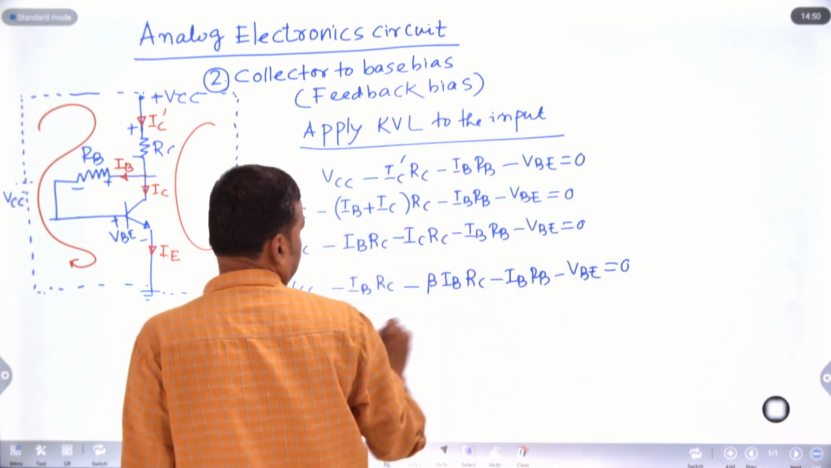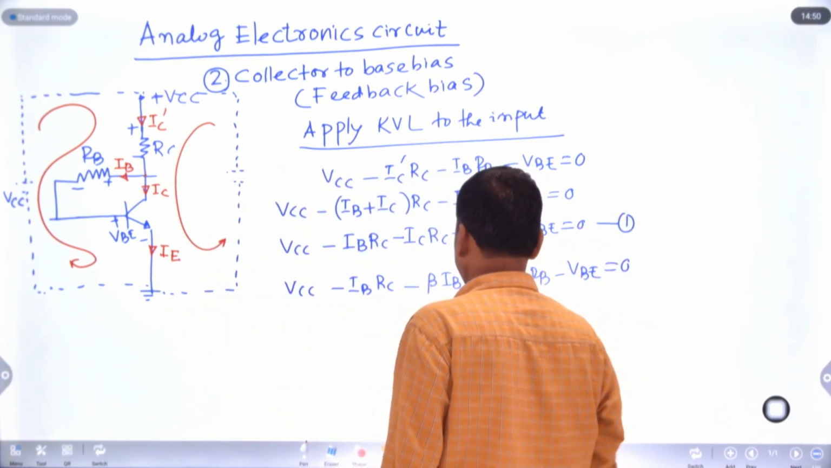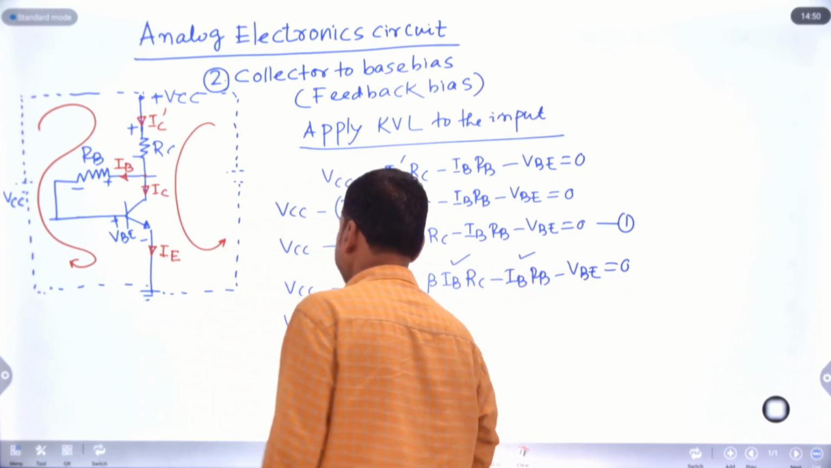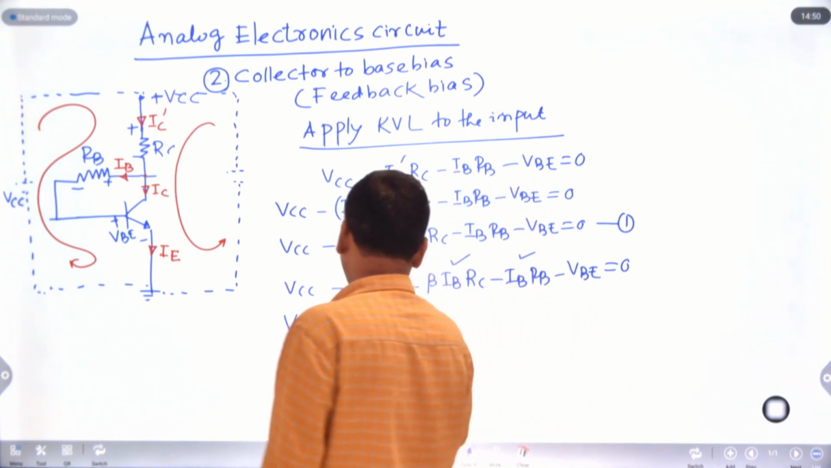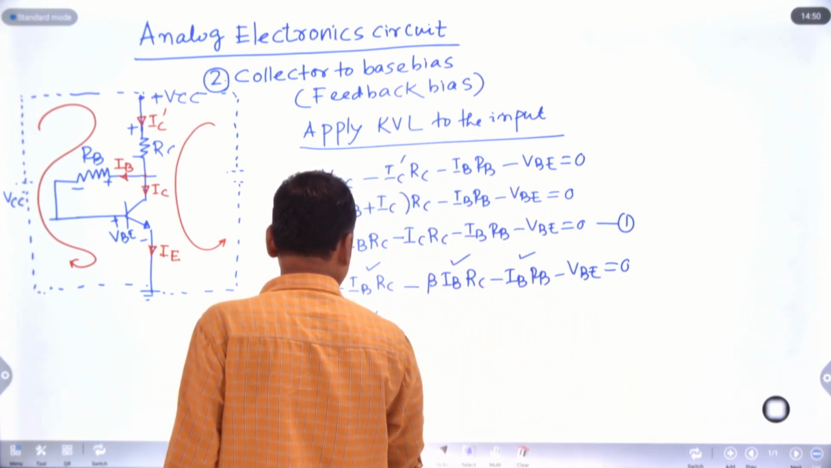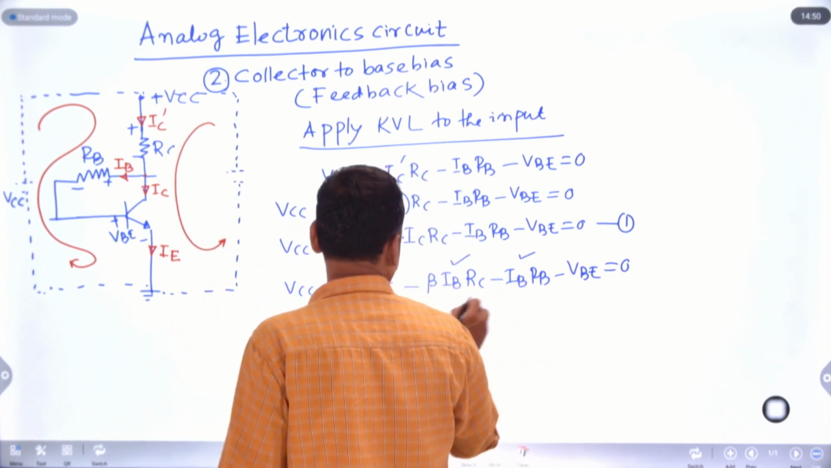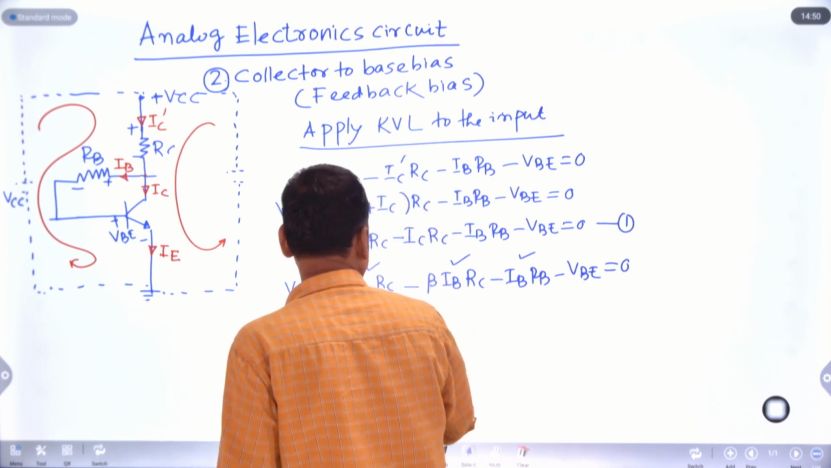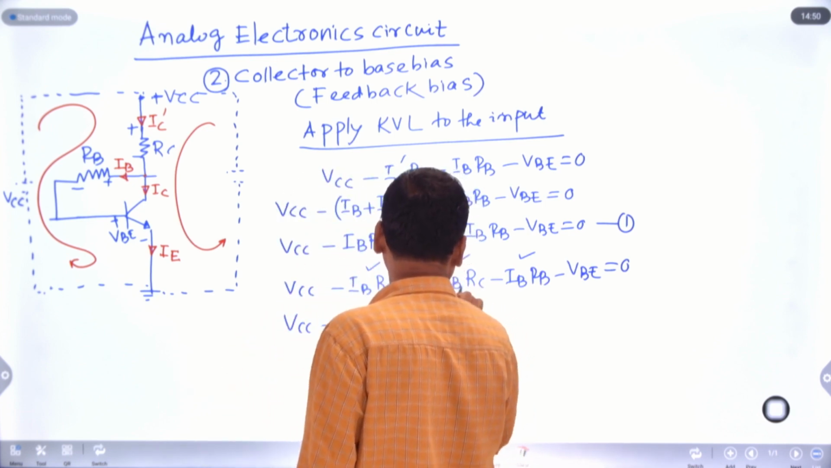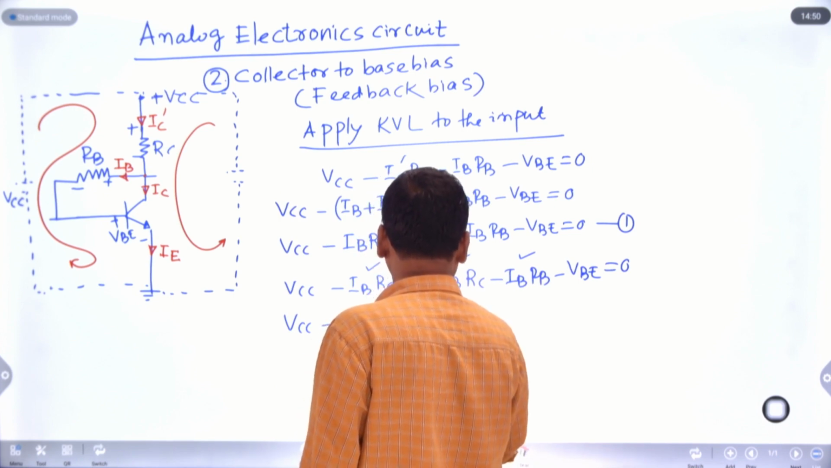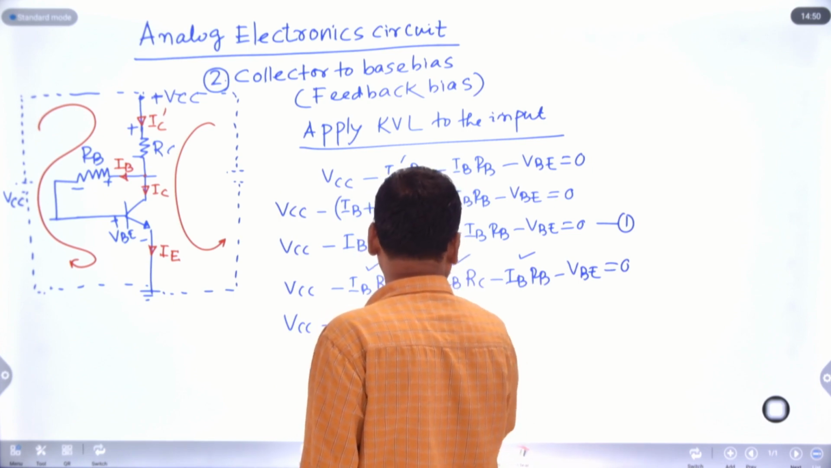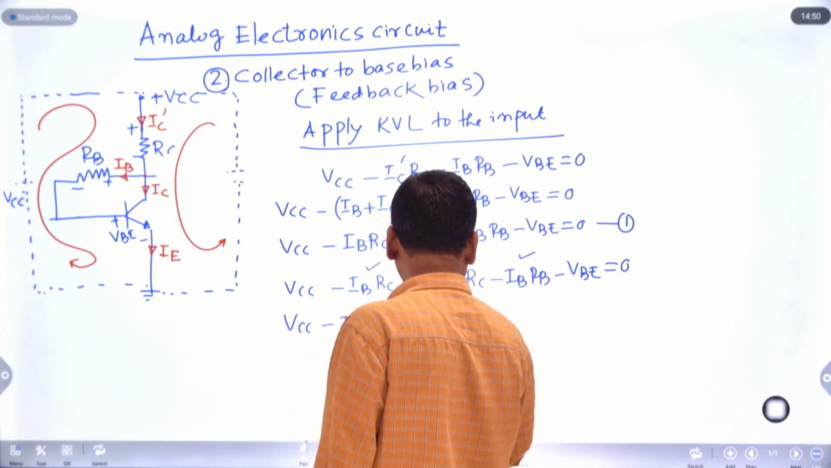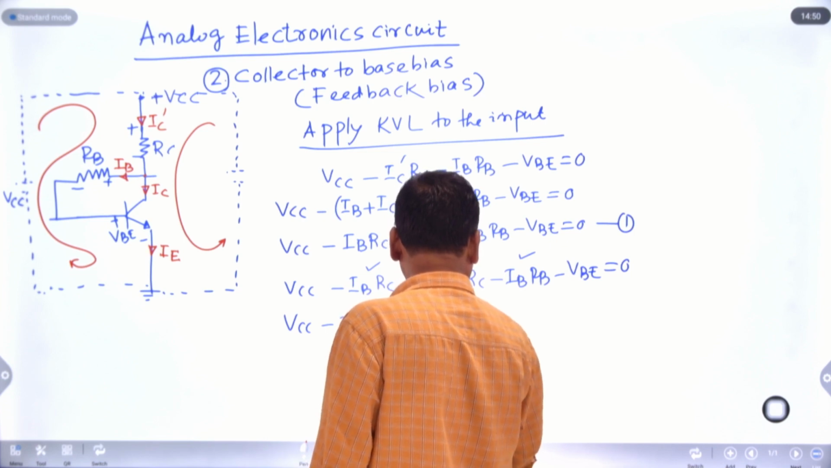Let this be equation 1. VCC minus, and this is IB, this is IB, this is IB, so taking IB common. If IB is taken common, what remains is RB plus RC plus beta RC, that is, 1 plus beta all into RC.